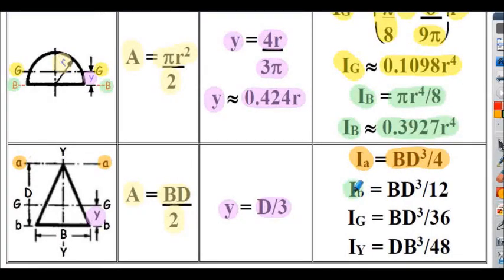We've got the I at the base of the triangle, that's the lowercase b shown here on the axis, the base, and that's BD cubed divided by 12. Then we have the I at the centroidal axis, labelled as GG, and that's BD cubed divided by 36. And finally we have the I about the y-axis, that's shown here, and that's dB cubed divided by 48. So within the following exercises we'll be referring to these various sections to help us solve the respective problems.